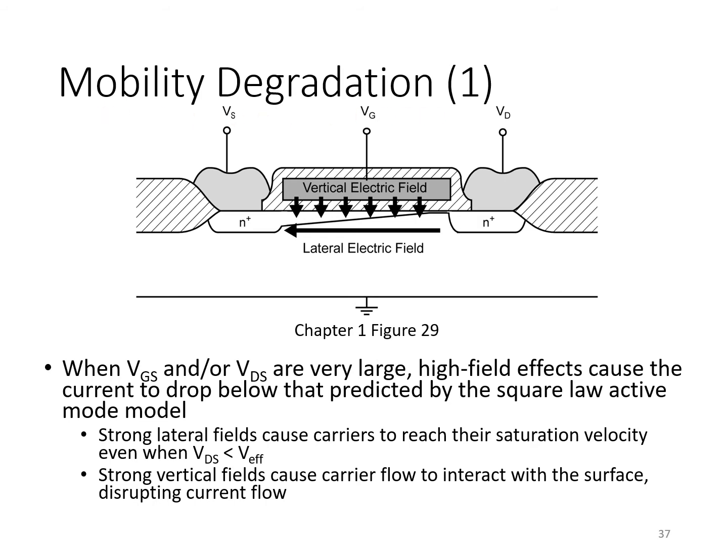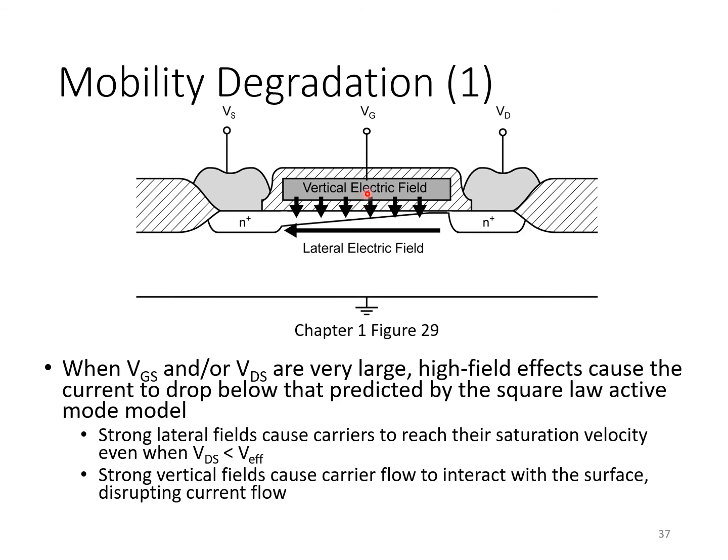But essentially, when VGS and/or VDS are very large, and especially when the transistor dimensions are small, we're going to see very high electric field strengths acting on the MOSFET. The lateral field, which is the electric field acting along the length of the channel between drain and source, is going to be strong for small values of length L and large values of VDS. And that's going to accelerate carriers up to their saturation velocity, even for values of VDS below V effective, which we usually associate as the saturation voltage.